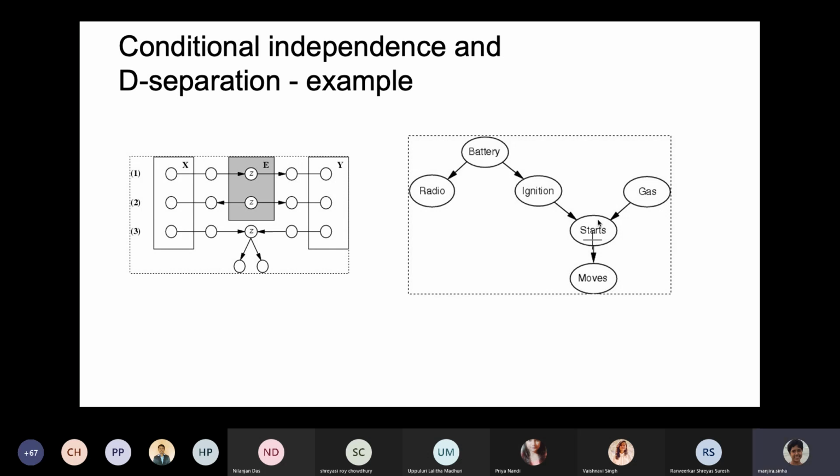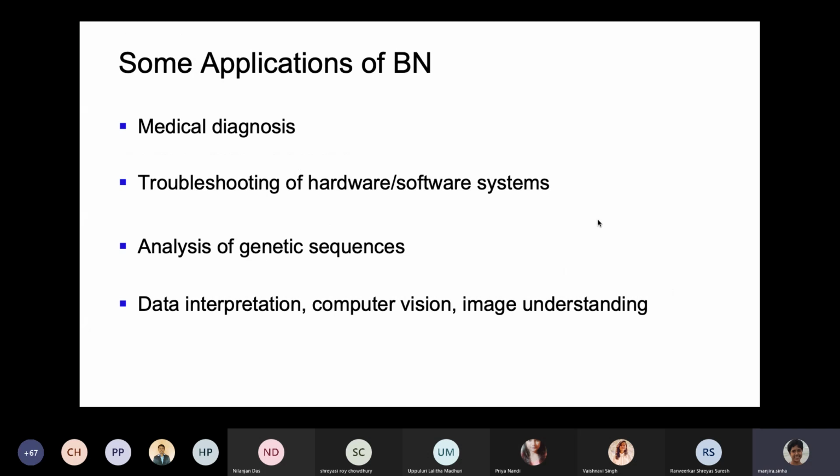Okay. So Bayesian nets are used in different medical diagnosis, especially where we have a cause and effect kind of relationship. That is, for medical diagnosis, troubleshooting of hardware and software systems, analysis of genetic sequences, data interpretation, image understanding, and computer vision. So with that, it comes to the end of Bayesian nets. Does anybody have any questions?